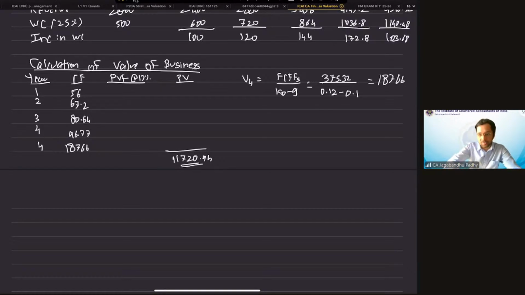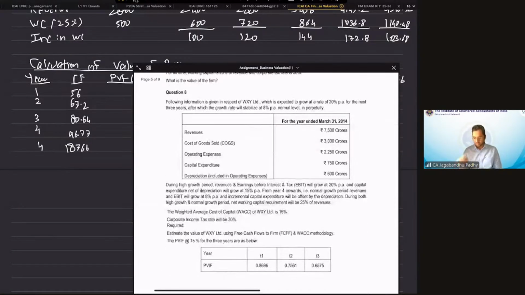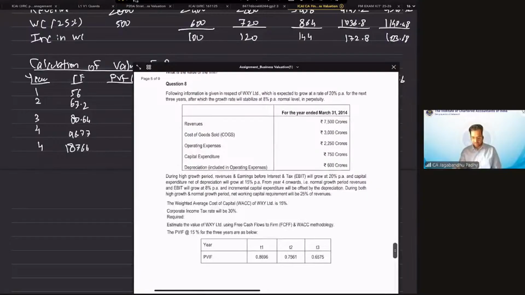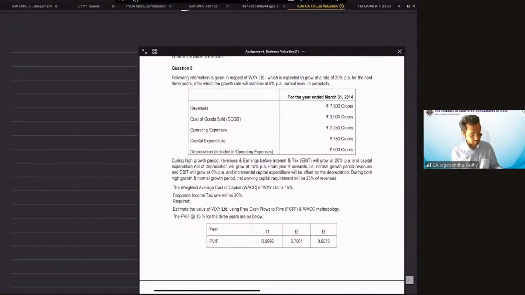Okay, so the last question that we have now is question number 8. Let's have a look at it. Just read question number 8, guys.